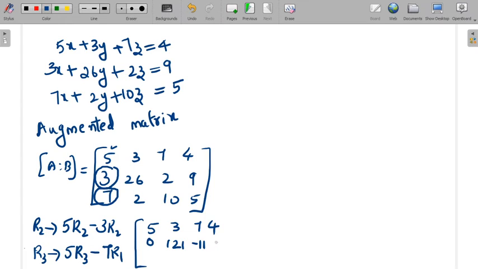45 minus 12, that is 33. Then here also 35 minus 35 makes 0. Then 10 minus 21, which is minus 11. 50 minus 49, we get 1. 25 minus 28, which is minus 3.